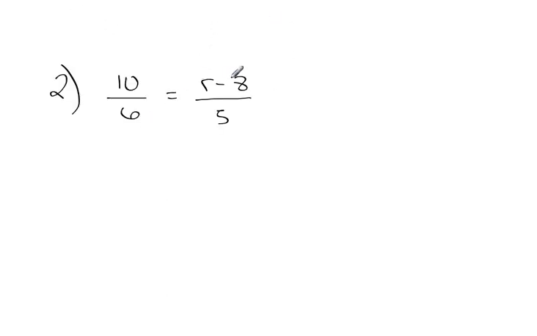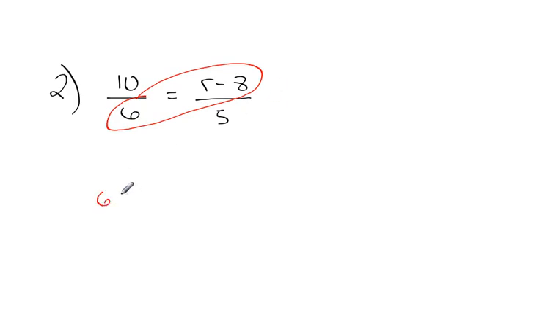We have 10 over 6 equals r minus 8 over 5. All right, so these are two ratios or two fractions equal to one another. You can solve these fractions by doing something called cross multiplying. So I'm going to start with the term with the variables. So I have 6 times the quantity of r minus 8.